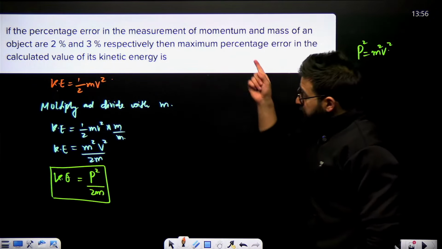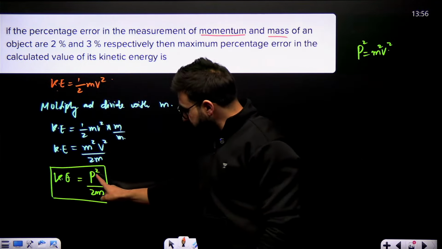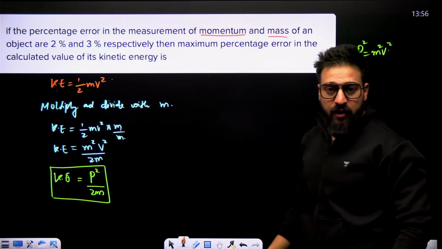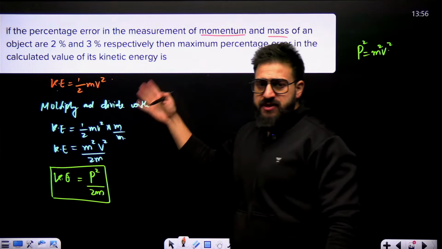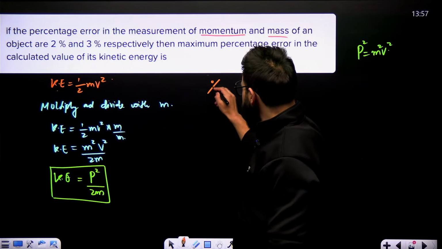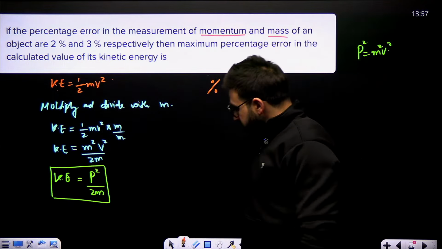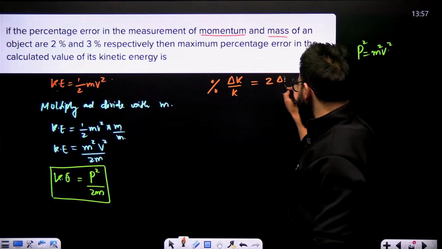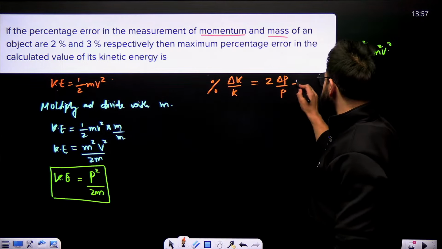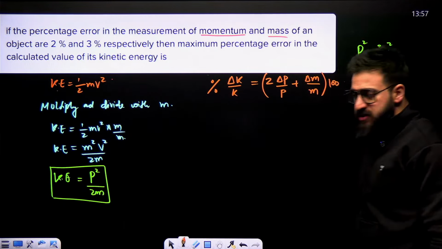Now guys, look at the question. It says the percentage error in the measurement of momentum and mass. Error in momentum and error in mass are given. You have to find the error in kinetic energy. It is simple now. This is the last question of the session. We are done with the session. So now tell me, in this particular case, can I say the percentage error in kinetic energy, delta K divided by K, is equal to 2 delta P divided by P? This 2 is the constant over here, ignore this constant. So it will be plus delta M divided by M, multiplied with 100 because you have to find this in percentage.